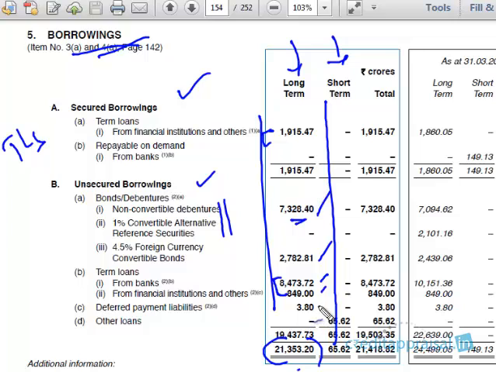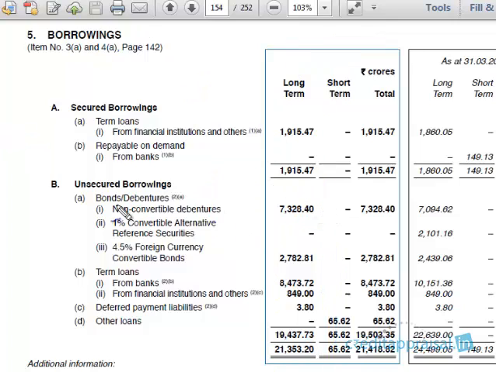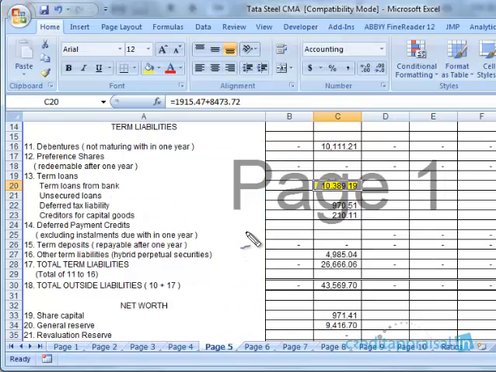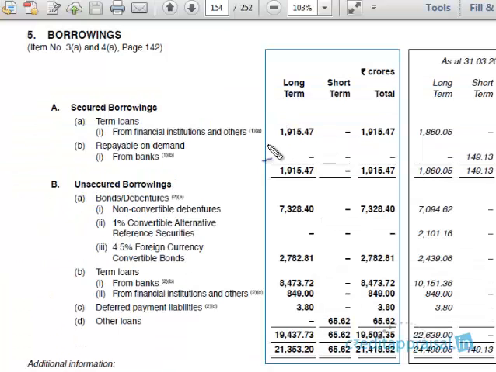And then there's a small item, deferred payment liability. Because it's a small item, we can place it under other term liabilities. So let us go ahead and do the classification. What we'll do is, we'll take this item and this item and place them on the term loans from banks and financial institutions. So 1915.47 and 8473.72. Let us place both these items under term loans from banks and financial institutions. So here we are. This includes these two, 1915 and 8473. So that I have clubbed under term loans from banks and financial institutions. So this is gone and this is gone.